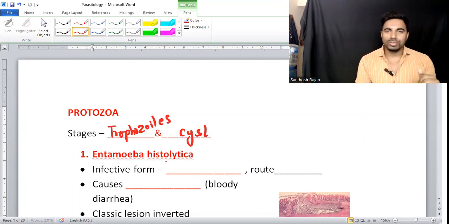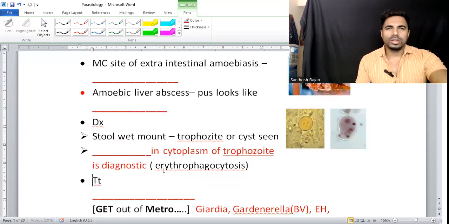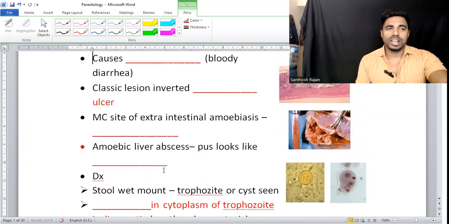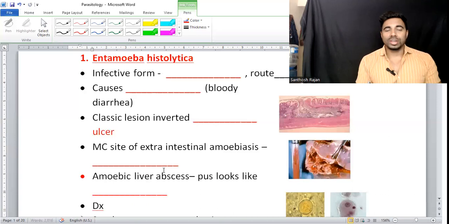Entamoeba histolytica, you may have heard of it. That is the one which causes amoebic dysentery. So now, what is the infective form? Entamoeba histolytica, you would hear commonly, most of us have had this amoebic dysentery. You can't refuse it. Most of us in our life, at least once, would have had this. Either Entamoeba histolytica or Giardia. We usually have it. Okay, so now let's talk about this.